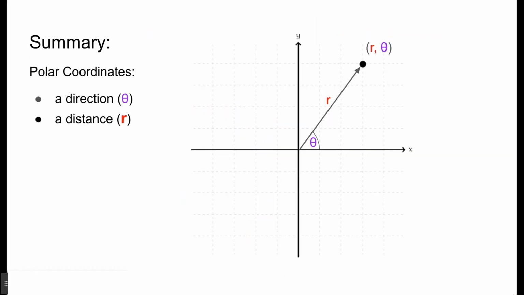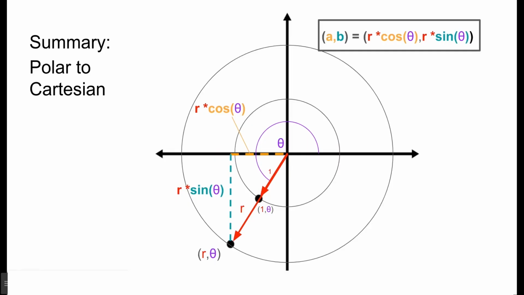Now in summary, a polar coordinate is just a distance and a direction, that distance always being the straight line distance like the bird flies, and the direction always coming off of the positive x or east direction. Now if we want to go from polar to Cartesian, we just have to consider scaling off of the unit circle, and this gives us that our horizontal and our vertical values are just r cosine theta and r sine theta.